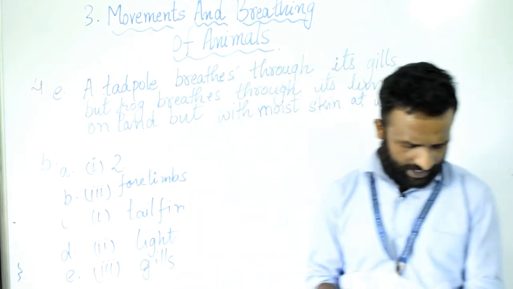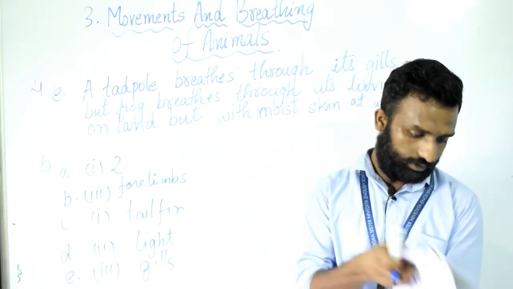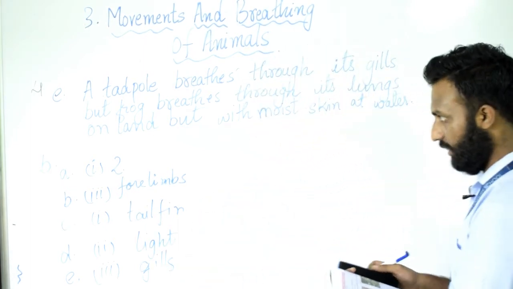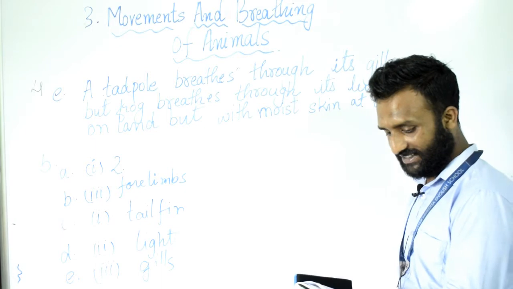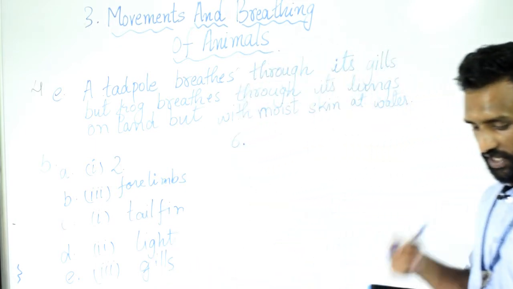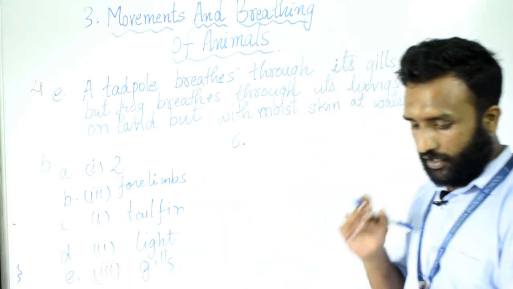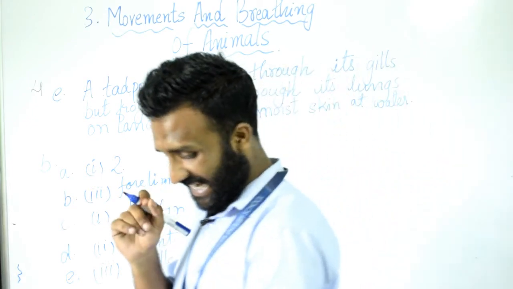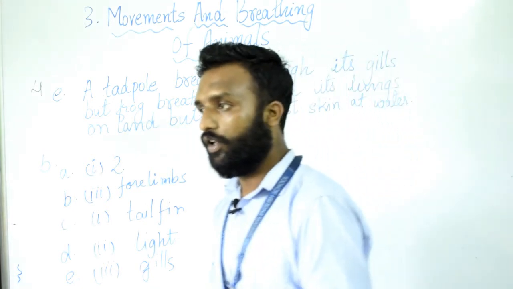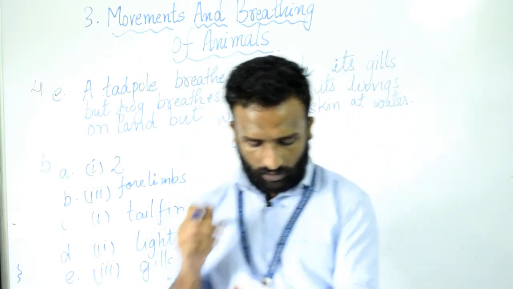Okay. And the last one we now have here from this chapter is the question based on higher order thinking skill. It is number 6. Give reason for the following. The first one is A: reptiles crawl on land. So we have to give the reason why they crawl on land.